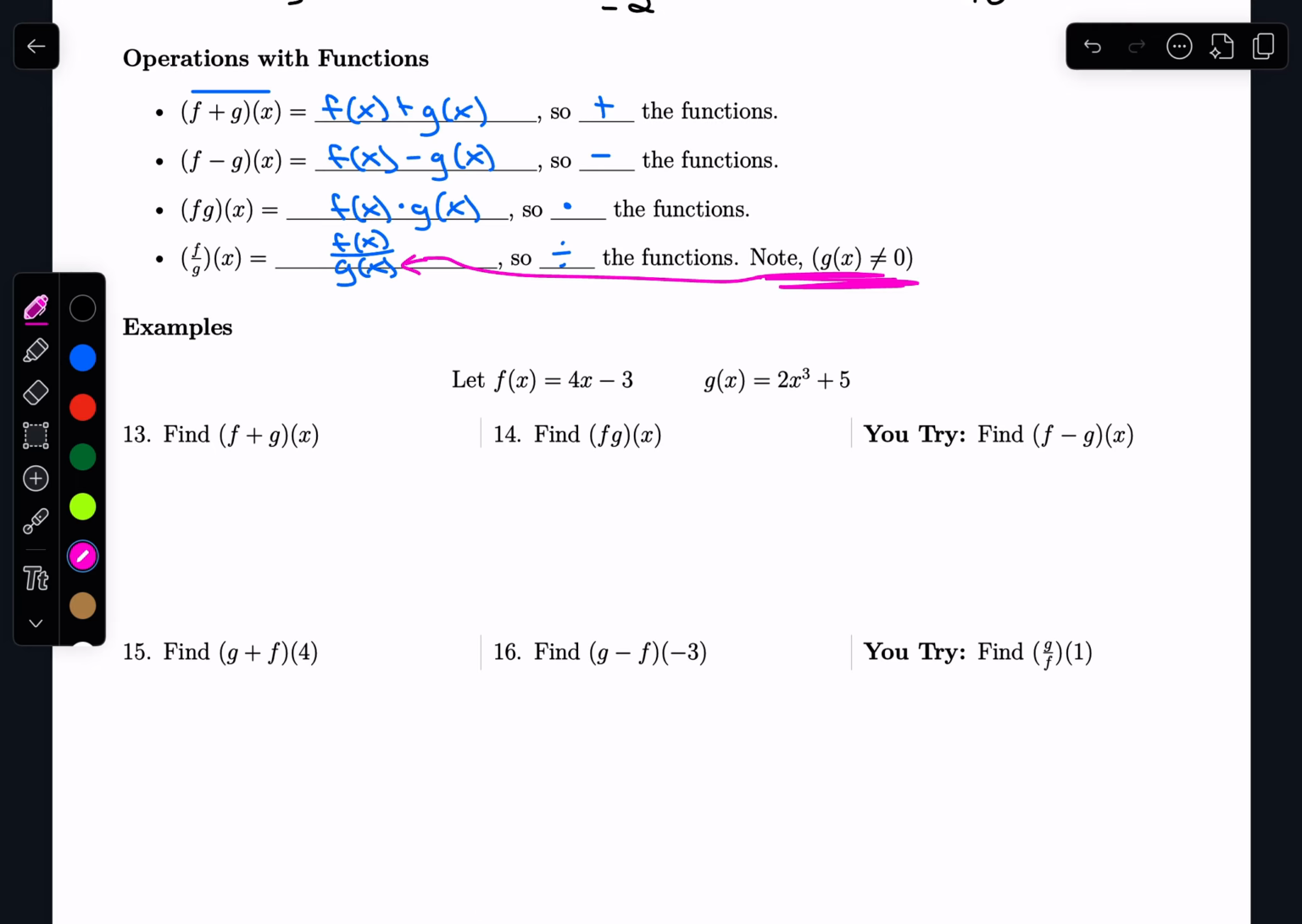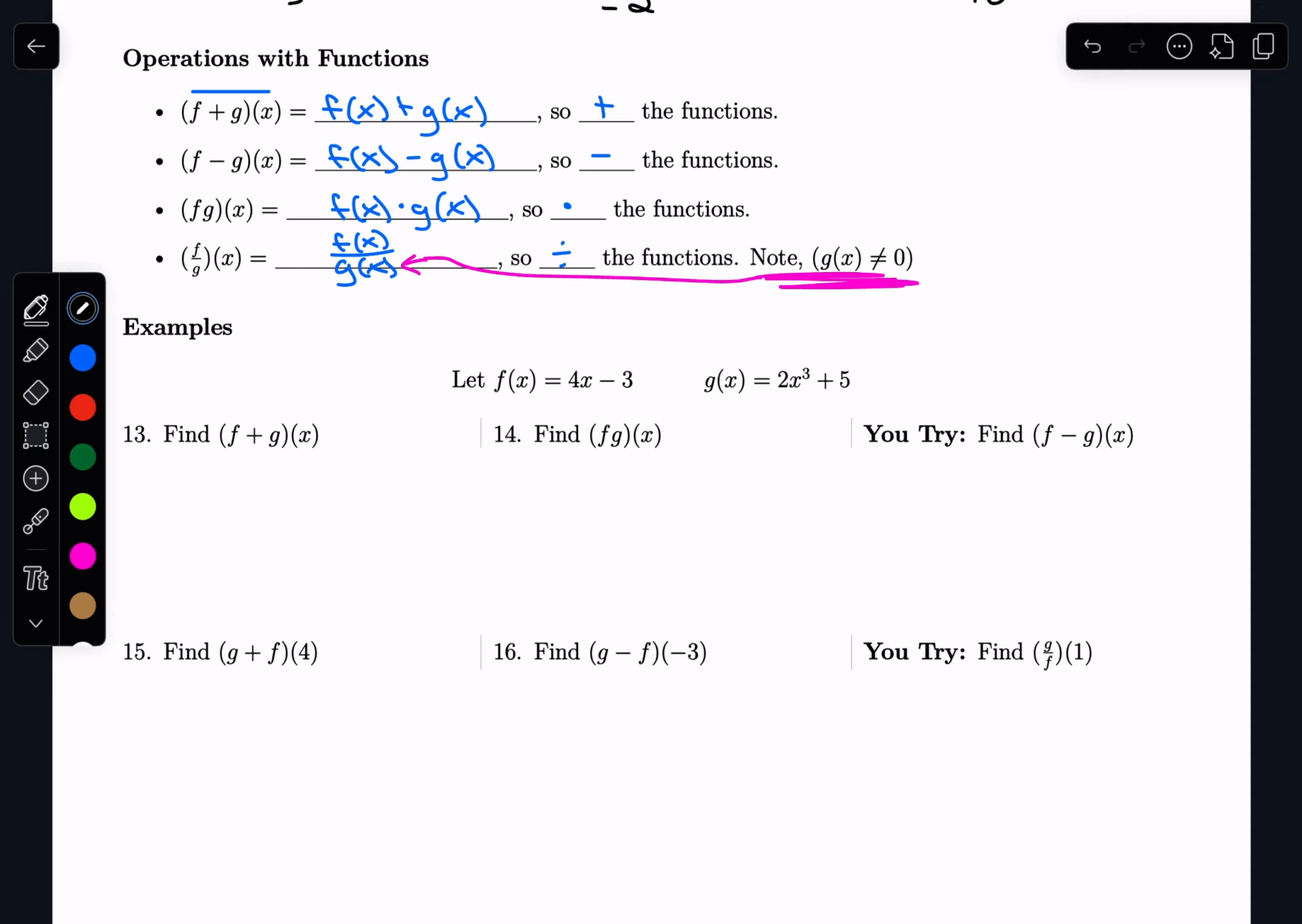We don't have to do any special work to avoid it. We just need to make a note whenever we divide things of what x is not allowed to be. Because if x is that number, then we would divide by 0, which makes things undefined. All right, so just a little bit of practice here.